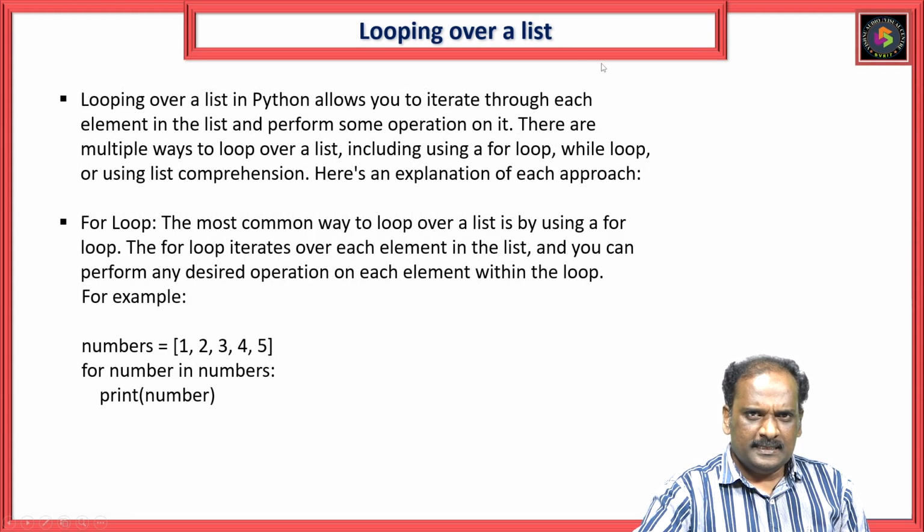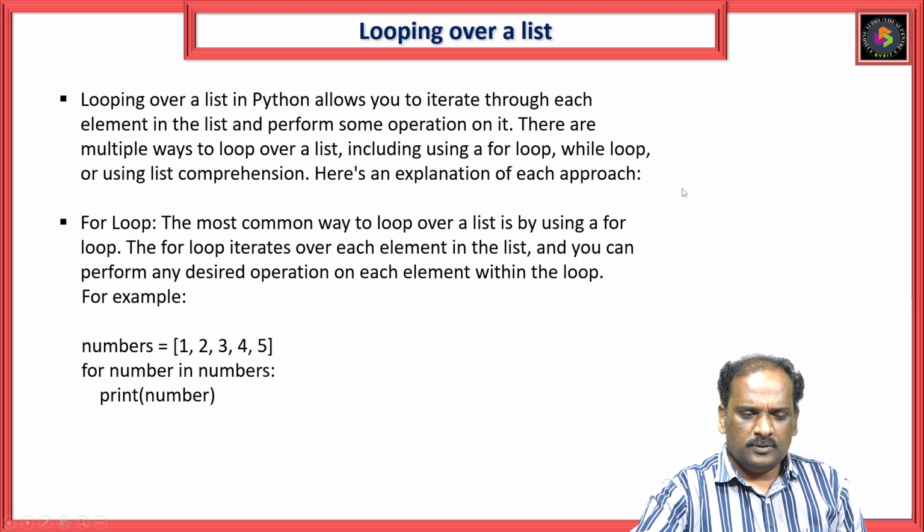Now looping over a list. Loops, we know that there are two types of loops in Python. One is for loop, another is while loop. So we can use these loop control statements for iterating over the list of elements. Looping over a list in Python allows you to iterate through each element in the list and perform some operation on it. There are multiple ways to loop over a list, including using the for loop, while loop, or using the list comprehension. Here is an explanation of each approach.